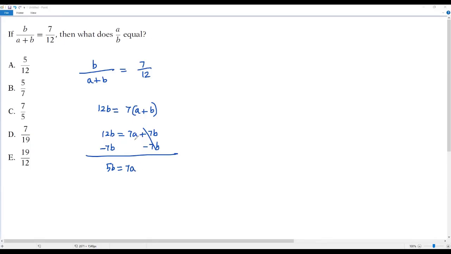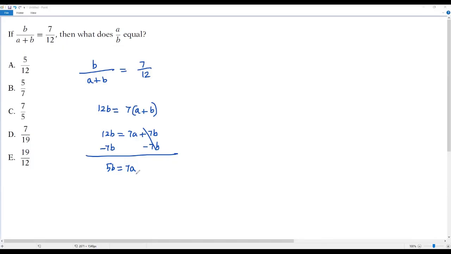Here we have a question. Why did I subtract 7b from both sides of the equation? My aim is to get the value of a over b. Whenever I want to get the value of a fraction like a over b, we should have a on one side of the equation, b on the other side. That's why I subtracted 7b from both sides. Now we have a on the right side of the equation and b on the left side of the equation.